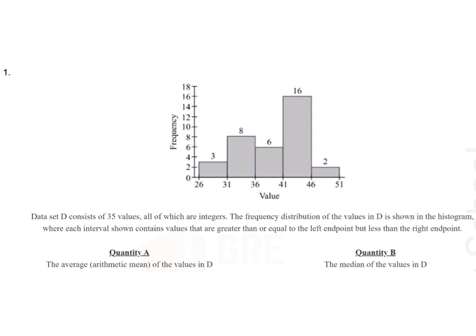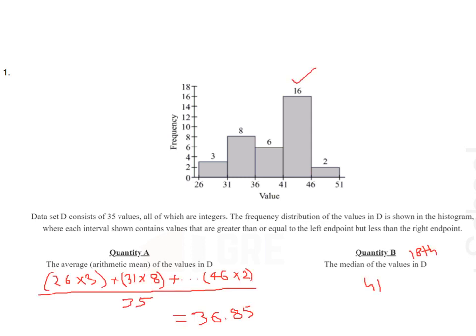So how do we find the arithmetic mean? As per the formula, take the left values and multiply each with its frequency, like 3. Similarly for the others, take the summation of all the multiplications and divide it by 35, as the total number of values is 35. So we get the average, that is 36.85. In this case, quantity B is greater.